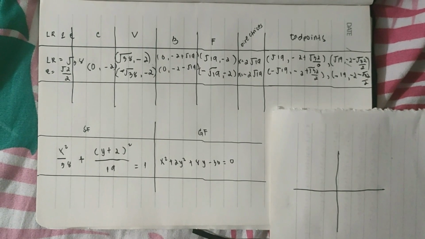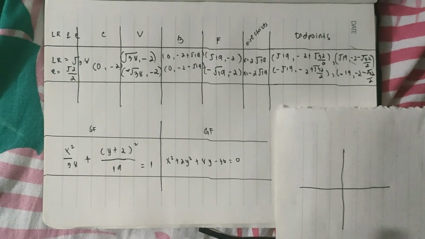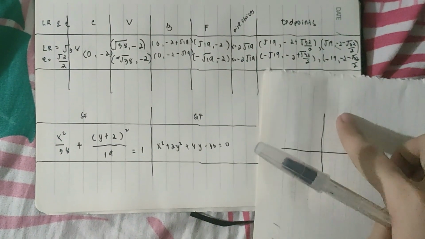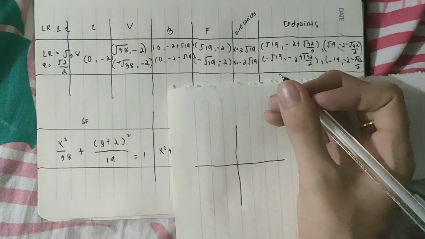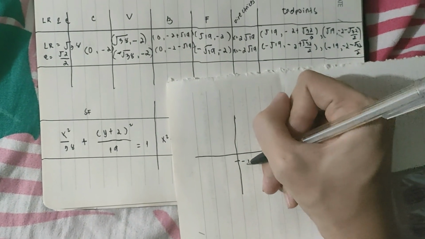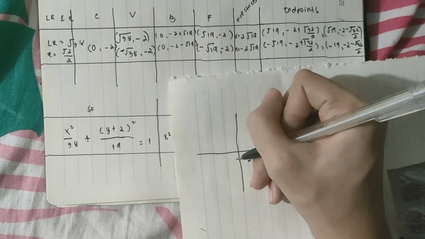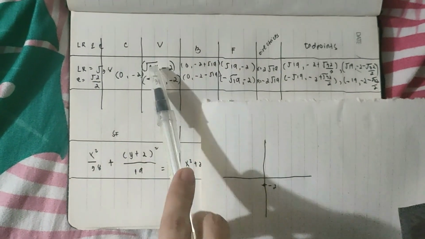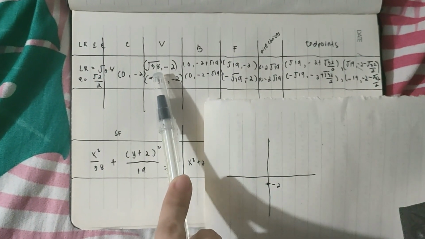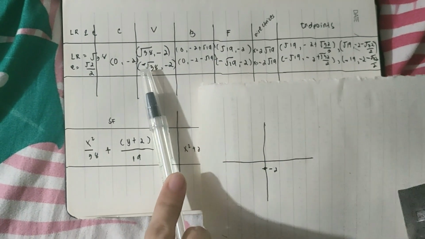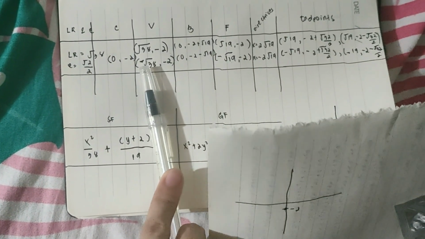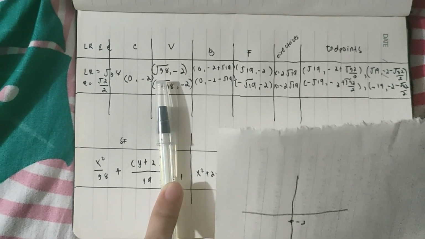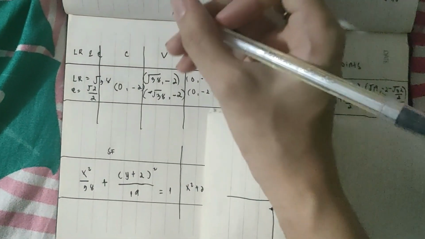Kapag naman ginap siya, ganito yung magiging itsura niya. Diba yung center niya ay nasa 0 and negative 2. So, ito na, 0. Andito yung 0, andito yung negative 2. Yung vertices niya ay square root of 38 and negative 2, at negative square root of 38 and negative 2. So, yung square root nitong positive 38 ay nasa 6.16.